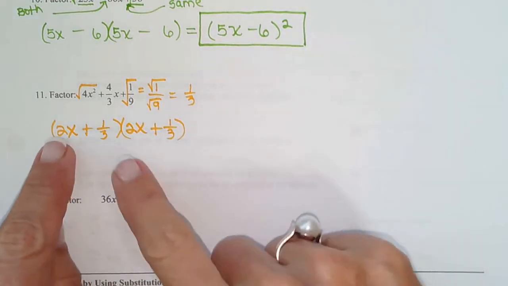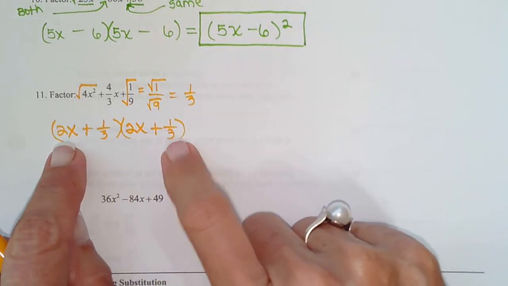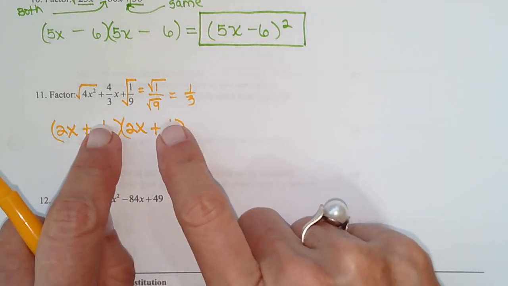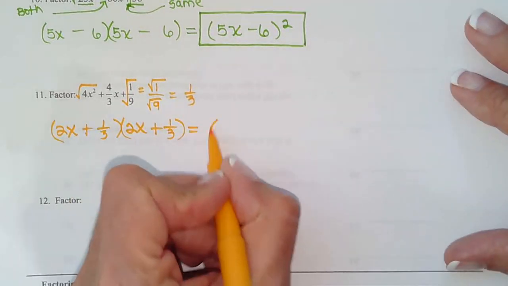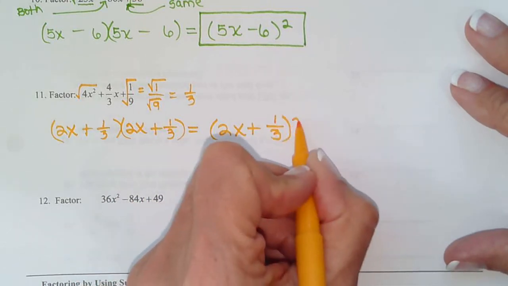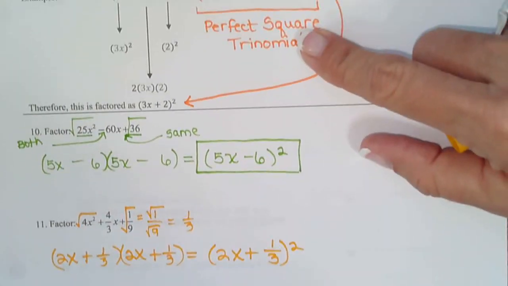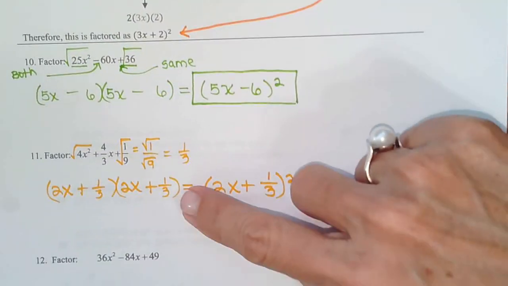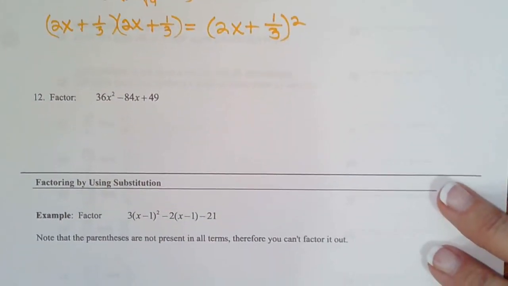So we FOIL it to see if it works. 4x squared, yep. 2/3 x plus 2/3 x is 4/3, yep. 1 times 1 is 1, 3 times 3 is 9. It works. So then we write it as a binomial squared, which is common for perfect square trinomials. So all of these are perfect square trinomials because they all have matching factors. Okay, so go ahead and shut off the video and try number 12.